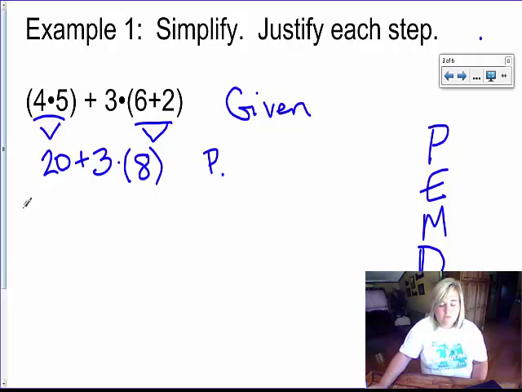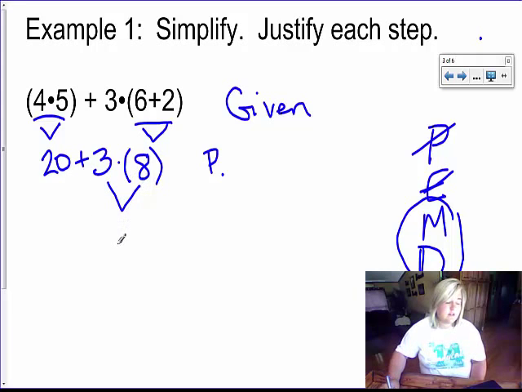And this was my parentheses. You can write it out, but you know that that's the P, so we're done with that. Exponents. I don't have any exponents over here, so we're done with that. Then we have multiplication and division, which is from left to right. I only have multiplication here, so I'm going to do that. I'm going to show my arrow. So 3 times 8 is 24. So I'm done with this step, because that's one step.